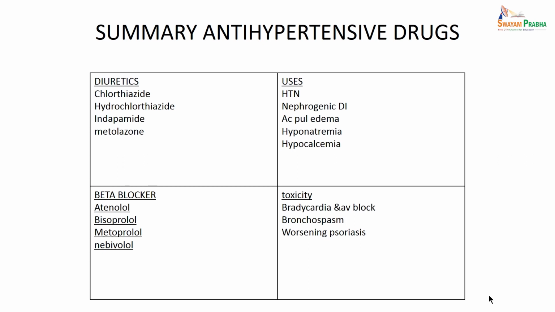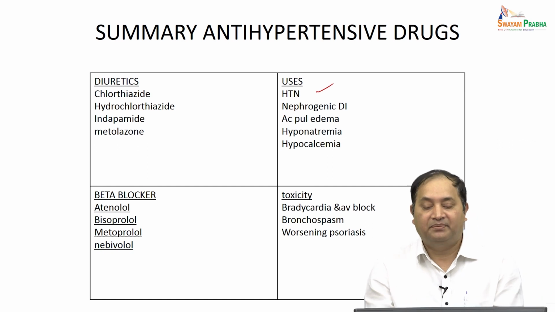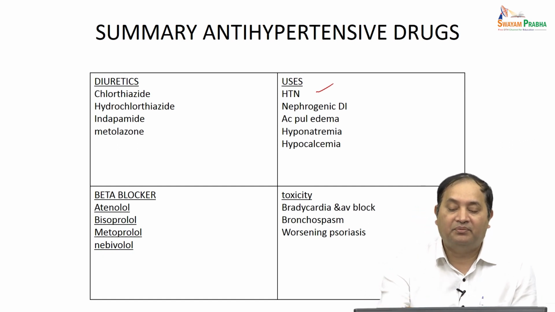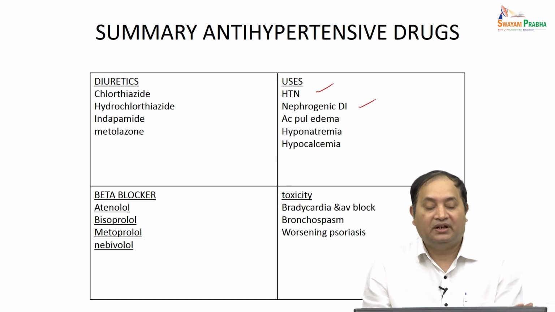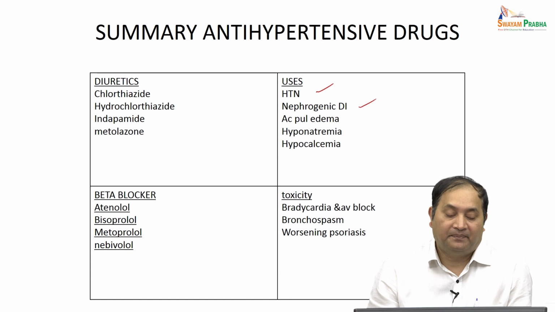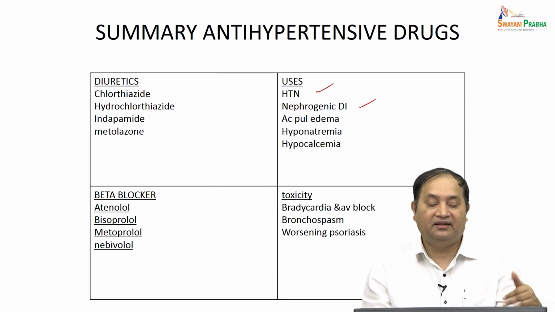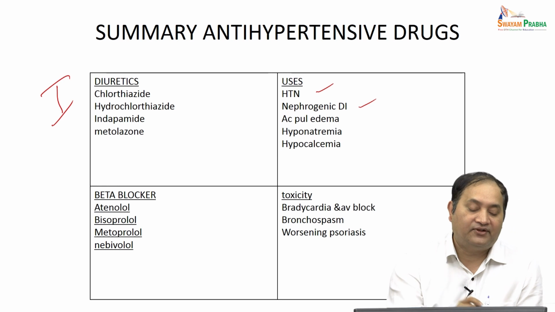So, if you summarize the antihypertensive drugs, what are the conditions in which you will use diuretics? For example, thiazide diuretics we discussed: chlorothiazide, hydrochlorothiazide, indapamide or metolazone. These drugs are used in mild to moderate hypertension, or hydrochlorothiazide in case of nephrogenic diabetes insipidus, or indapamide we use in acute pulmonary edema or hyponatremia, or metolazone in case of hypocalcemia.